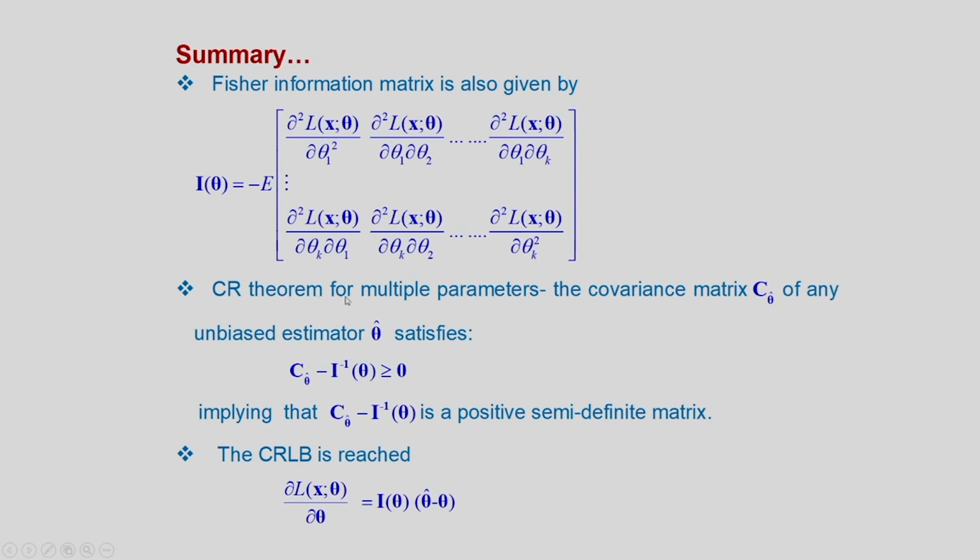Cramer-Rao theorem for multiple parameters: the covariance matrix C of any unbiased estimator theta hat satisfies this: covariance matrix minus inverse of information matrix will always be greater than or equal to the 0 matrix. This implies that covariance matrix minus inverse of information matrix is a positive semi-definite matrix. And similarly, the CRLB is reached if ∂L/∂θ, this is a vector, is equal to I(θ) matrix times (θ̂ minus θ) vector.